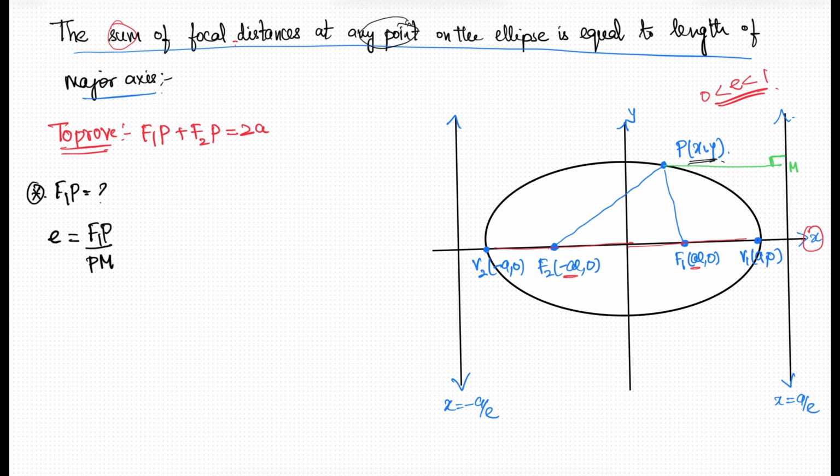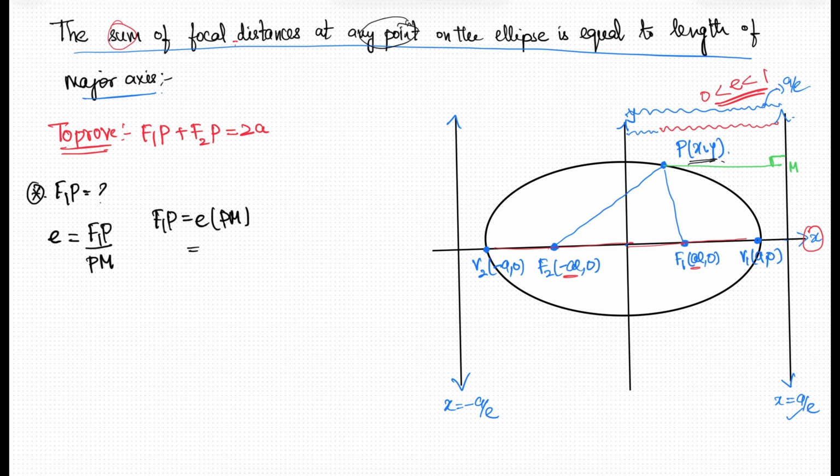So we are going to find F1P. F1P is equal to eccentricity e into PM. Now the problem is to find PM's distance. So PM distance is from here till here. And we already know that from here to here the distance is a by e. How is it a by e? The length from the origin to the directrix is a by e horizontally. So the distance from here to here is going to be a by e.